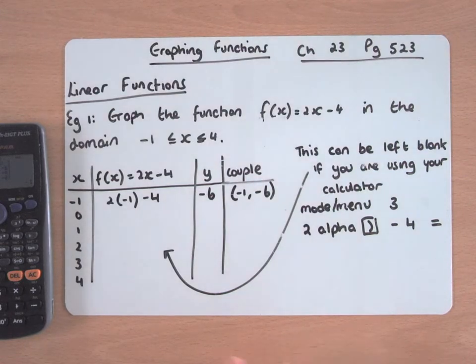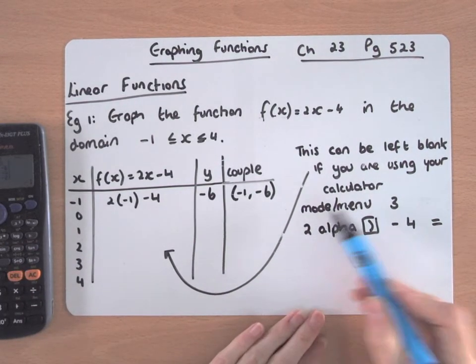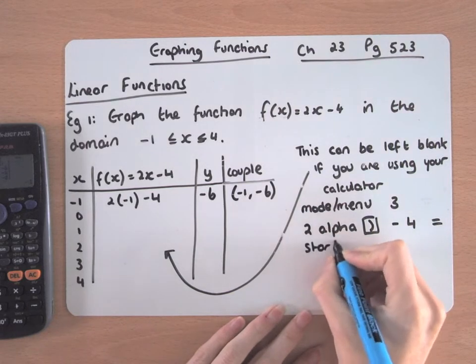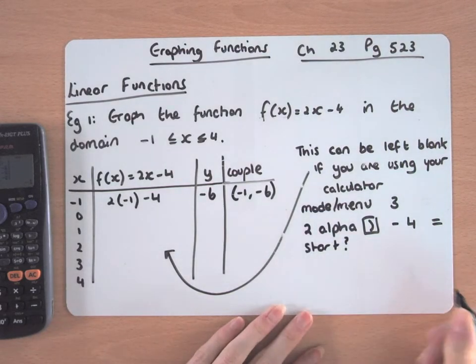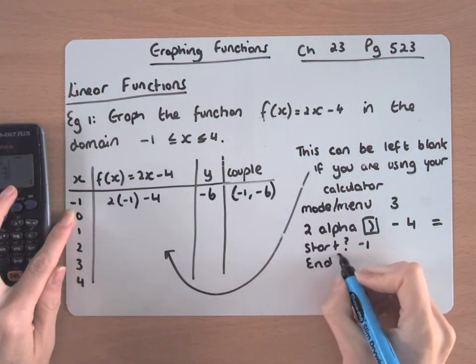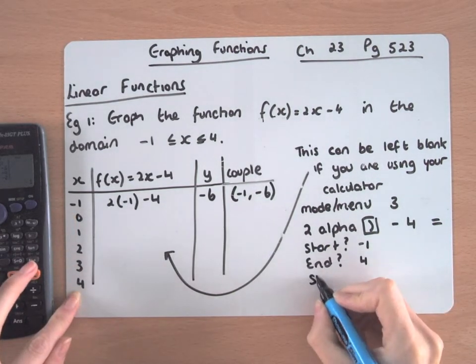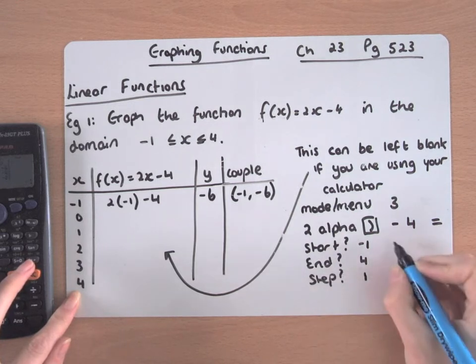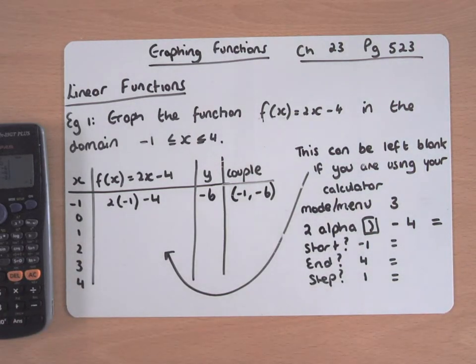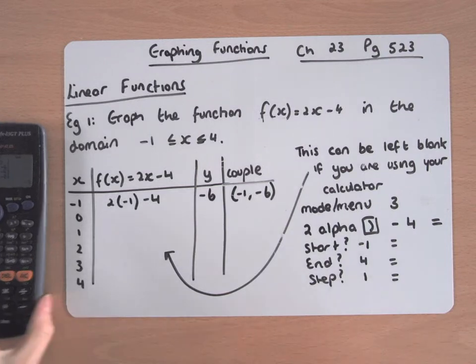Okay, so what did I do? I said mode 3. Then I put in my function. Start. Where did I want to start? I wanted to start at minus 1. End at 4. Step is 1. And I'm pressing equals after each of them. And then I fill out my table.